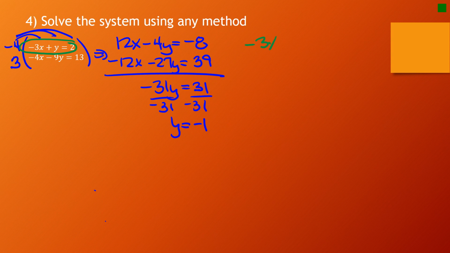So I'm going to have negative 3x. I don't know why I keep using green. I really don't like that. Let's switch it. Let's switch to yellow.